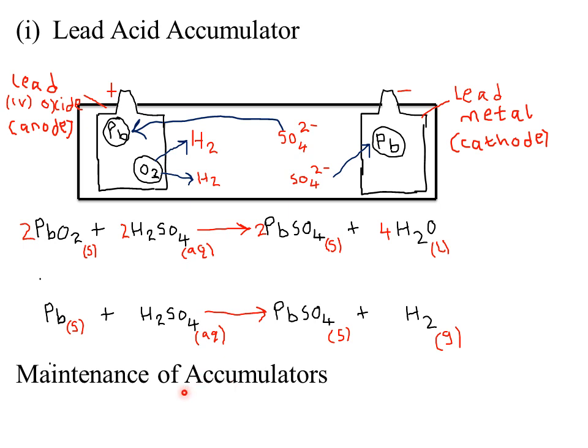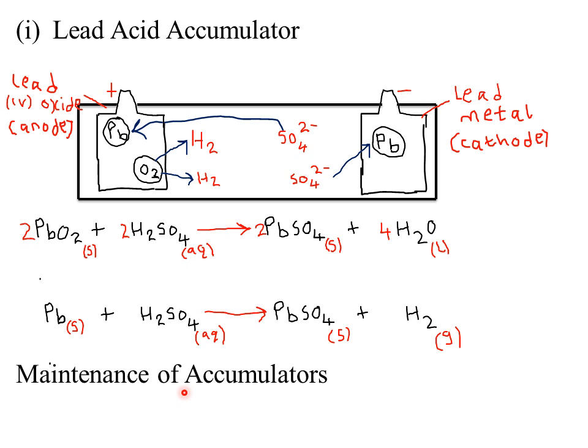Now, how do we check that? Or if you realize the level of the electrolyte has dropped below, how do you regain that level? So we regain it by topping up. Now what is topping up? So topping up is the process of adding distilled water to regain the initial level of the electrolyte.